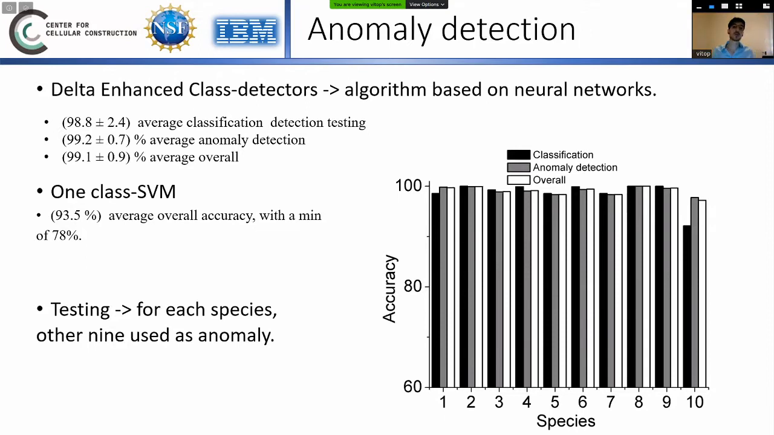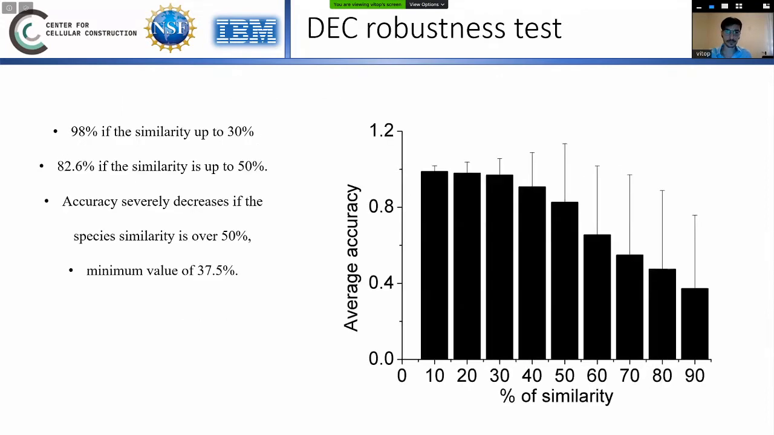We also decided to use a state-of-the-art anomaly detector as a comparison, and so we used the one-class SVM. In particular, we still obtained a high accuracy, around 93%. However, while with the DEC the minimum that you obtain is around 92%, with the one-class SVM it is around 78%. And it happens again in the species Paramecium and Blepharisma.